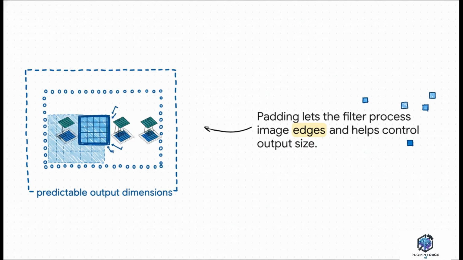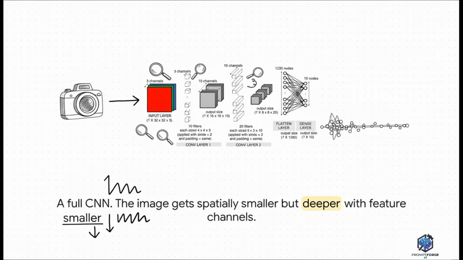It's a neat little trick. Okay, so here's a look at our assembly so far. The image comes in on the left, goes through a couple of our new convolutional layers, and notice what's happening? The image gets physically smaller, but it gets deeper with more and more channels.